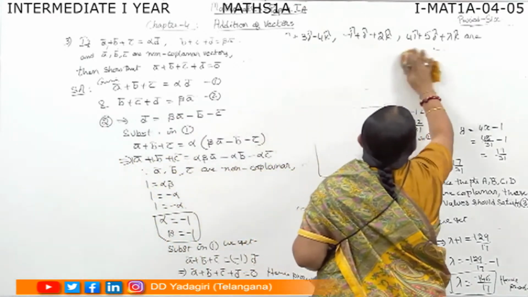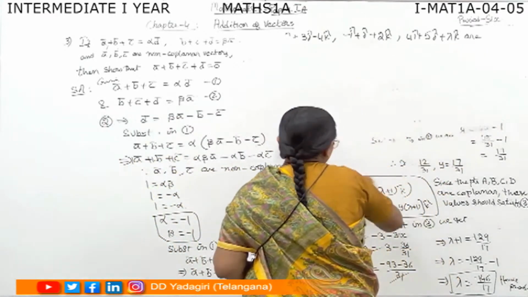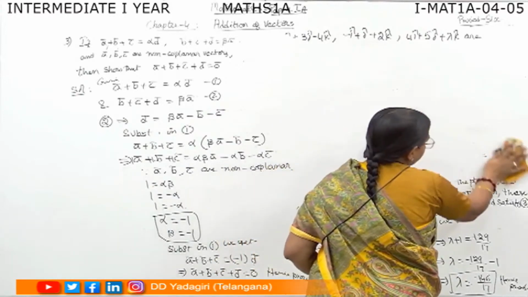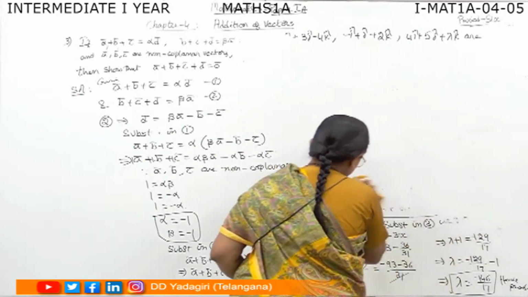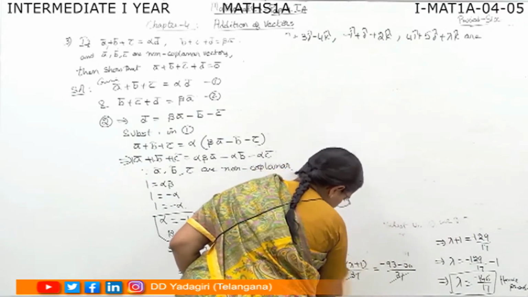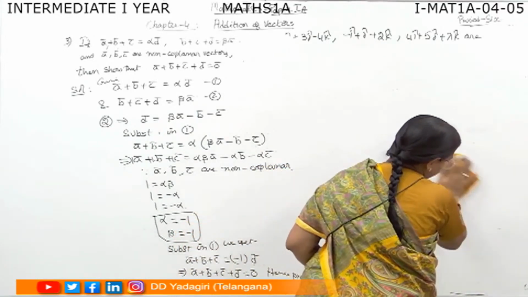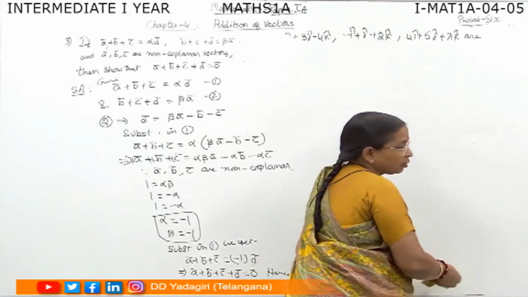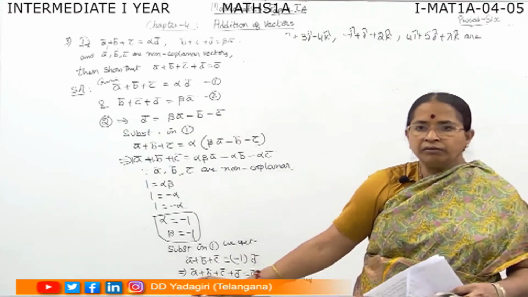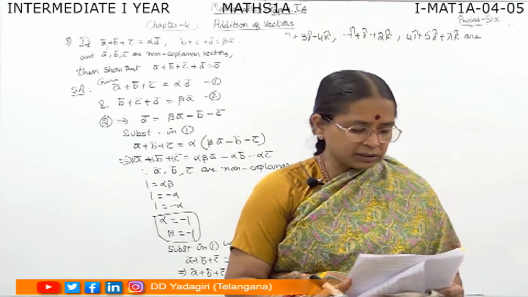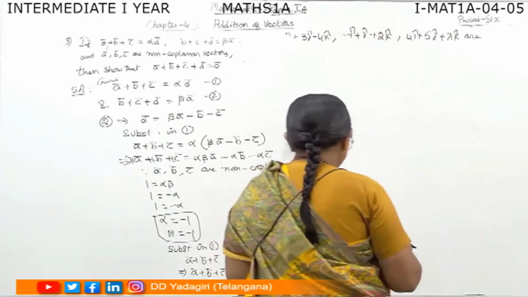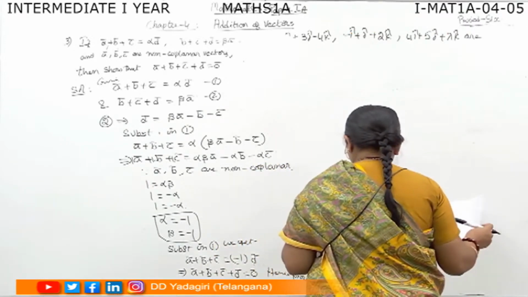Now in this chapter you have vector equations of line, vector equation of plane, and then some problems based on that. That is the next topic in this chapter. Now we'll write some problems. You can try these problems.